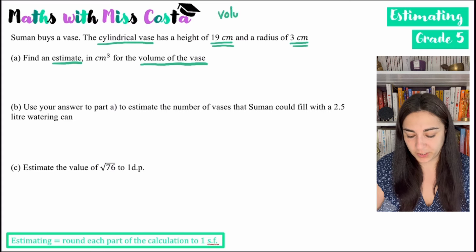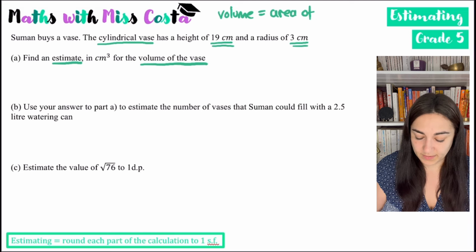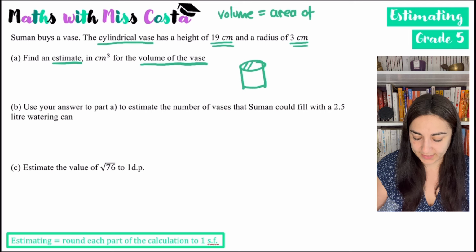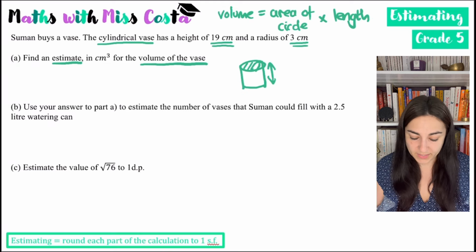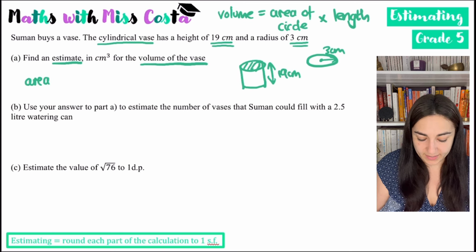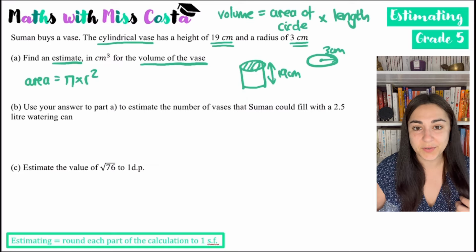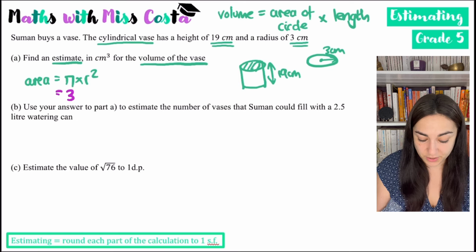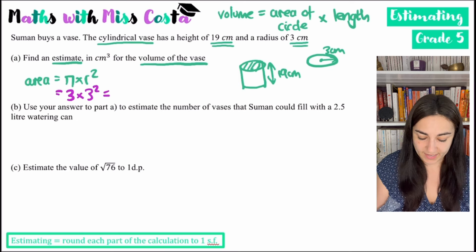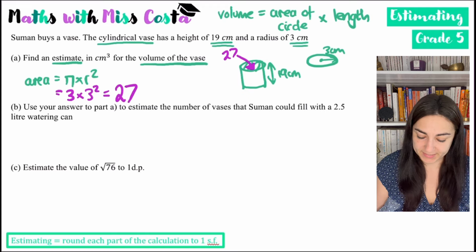So what's the formula for the volume? Well, the volume of any prism is the area of the cross section. If it's a cylindrical vase, the cross section is going to be a circle, and then you just times it by the length or the depth or the dimension that's not involved. So I know the height is 19 centimetres, and the circle part has a radius of 3. How do you find the area of a circle? Area is pi times radius squared, and we're trying to estimate. Even though pi has a value of 3.142, this is a non-calculator question, so you're just going to round pi to 3. You're going to do 3 times 3 squared, so 3 times 9 is 27. So we know the area of the circular part is 27 centimetres squared.